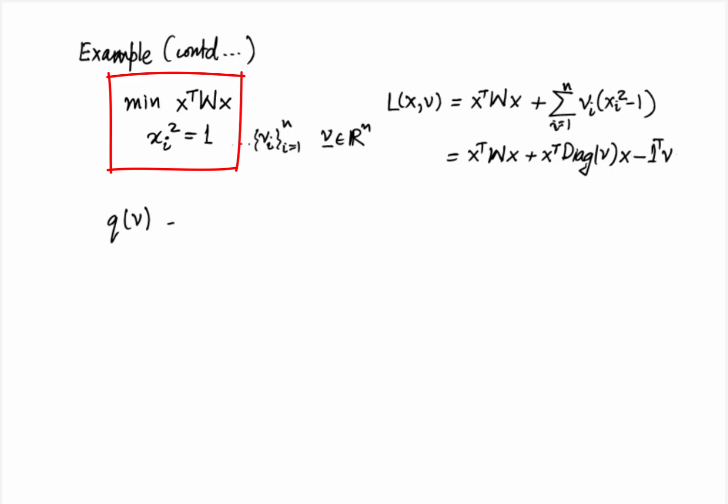Next, the dual function is given by the minimum of the Lagrangian with respect to x. When minimizing, observe that the term minus 1 transpose nu does not depend on x, so that can be taken out of the minimization. Rearranging the remaining terms, we get minimize over x, x transpose (W plus diag nu) x.